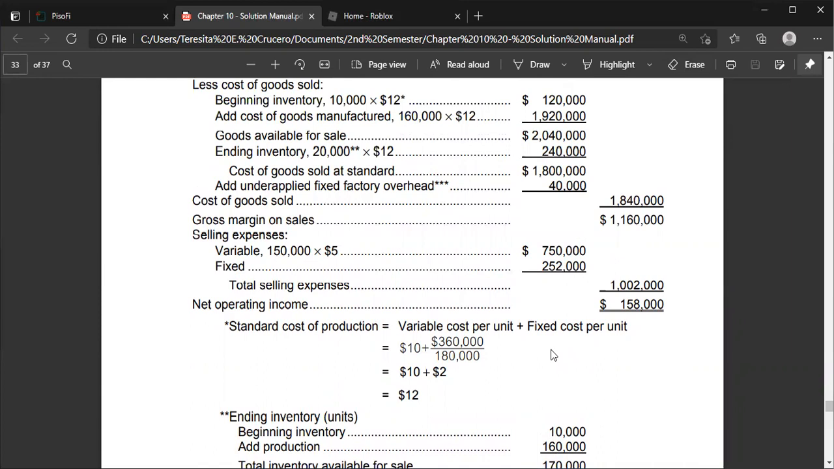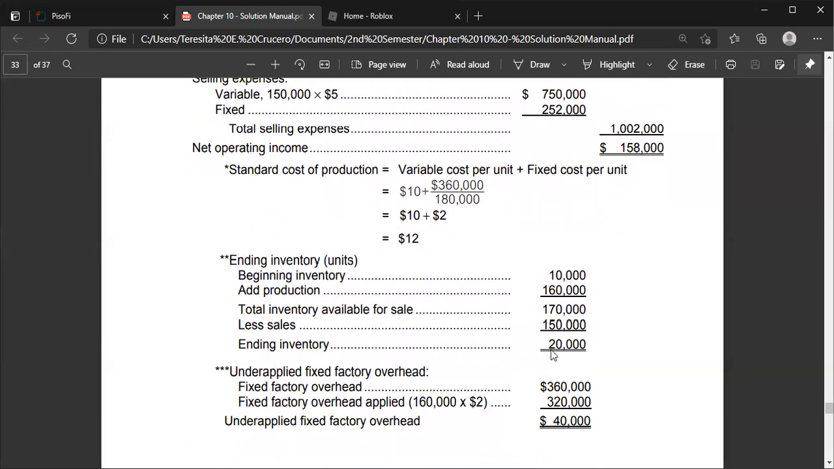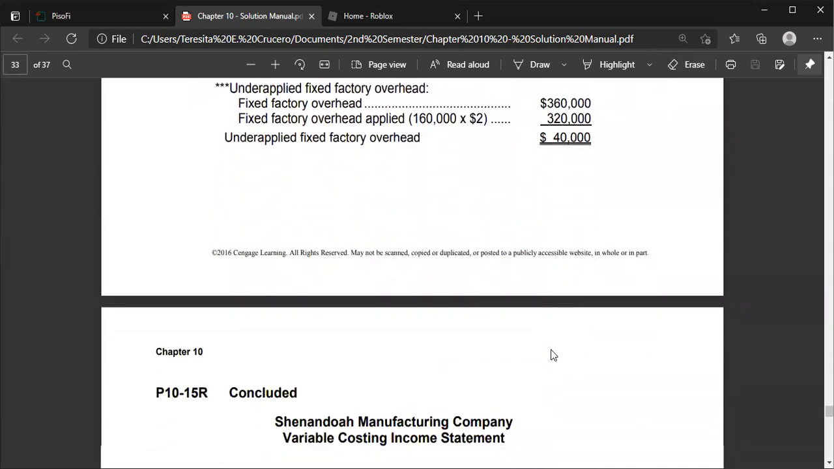So the underapplied fixed factory overhead of $40,000. Then we have sales minus cost of goods sold, and we now get the gross margin on sales. Then we deduct the selling expenses, variable at $5 based on units sold, and we have the fixed of 252,000. Total, we have to deduct 1,160,000. The difference is net operating income equal to 158,000. That is by using full or absorption costing.